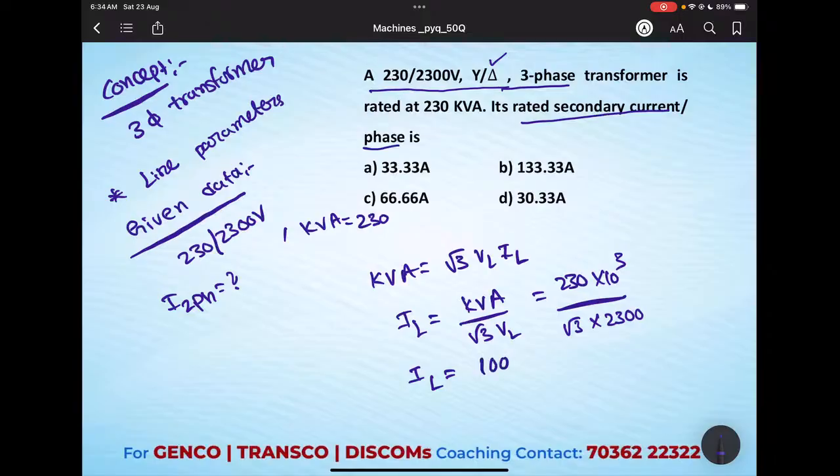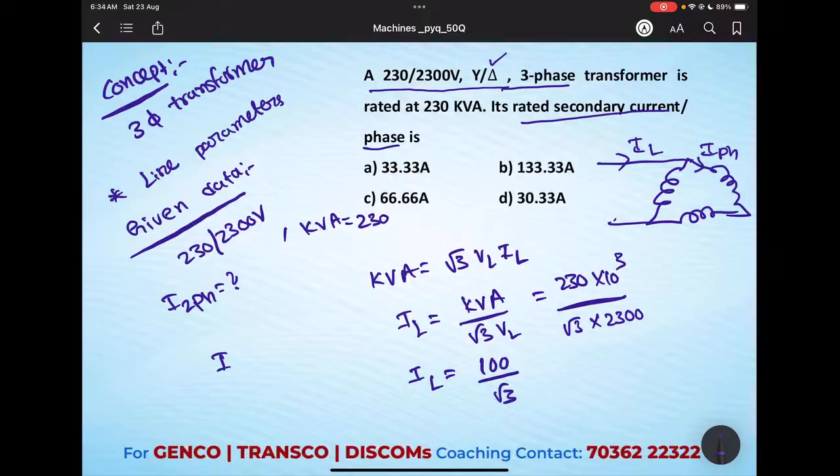The IL will get it as 100 by √3, but this is the line current. We know that in a delta system, this is the line current IL, this is the phase current IPH. What is the relation between those two? In general, phase current in a delta system is equal to IL by √3. So what we got here: IPH is 100 by √3 into 1 by √3. If you do that, we will get 100 by 3.